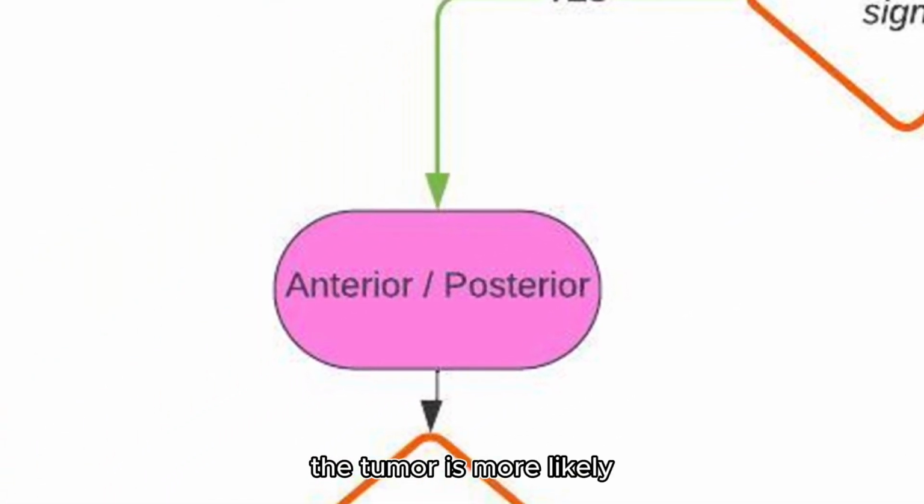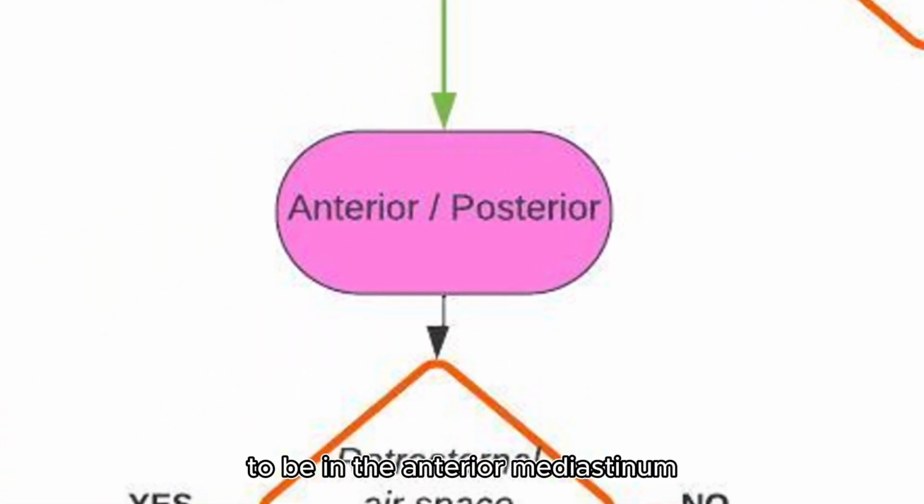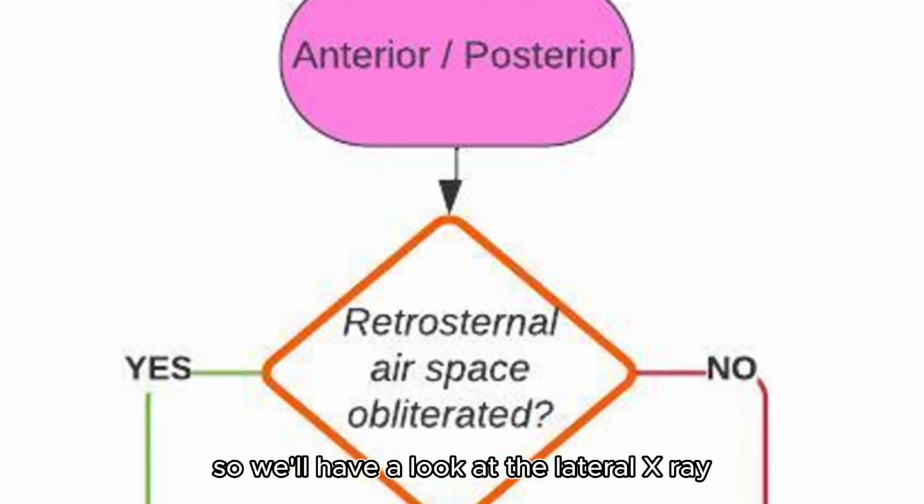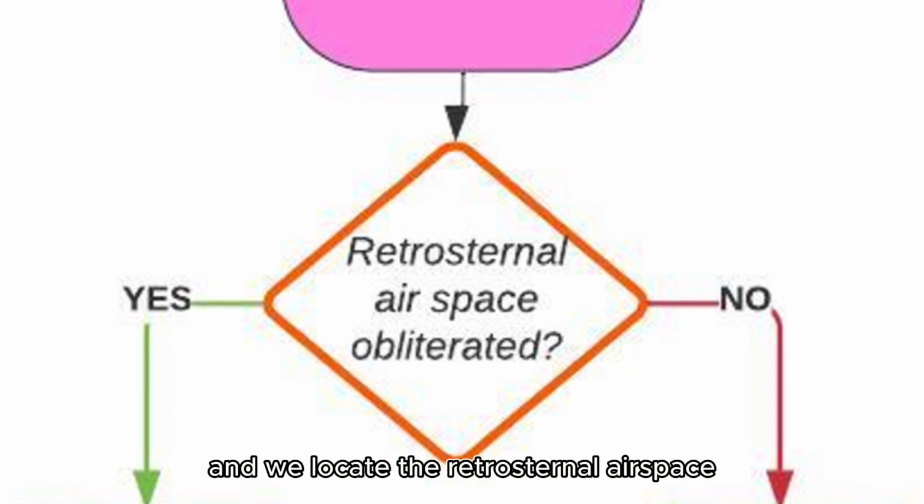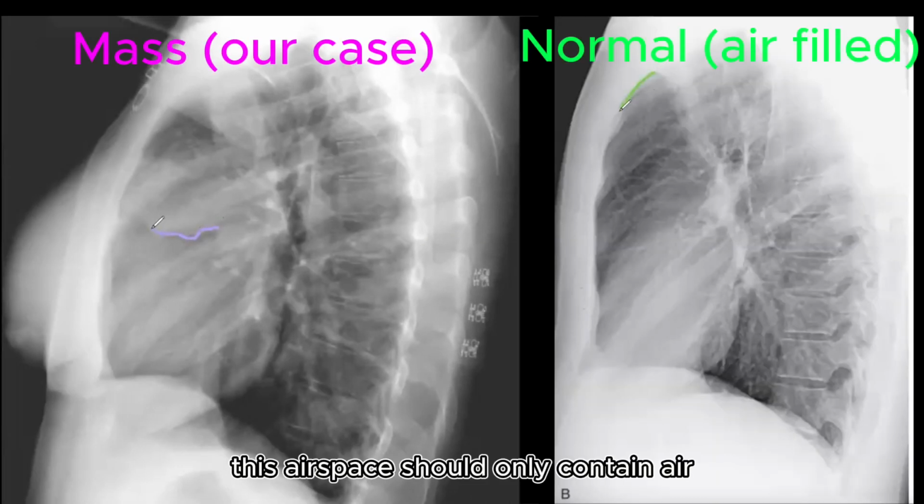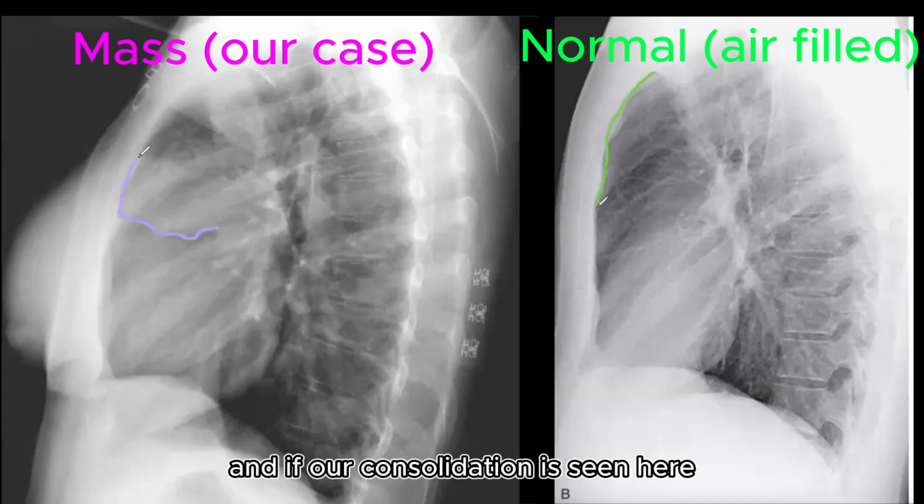Statistically, the tumor is more likely to be in the anterior mediastinum, but we want to do a bit better than that. So we'll have a look at the lateral X-ray and we locate the retrosternal airspace. This airspace should only contain air, and if our consolidation is seen here, we know it's an anterior mediastinal mass.